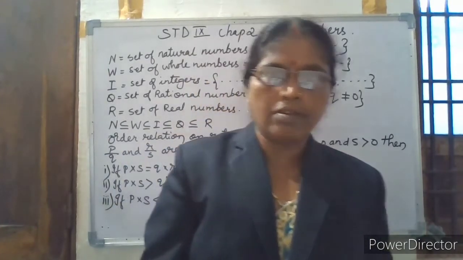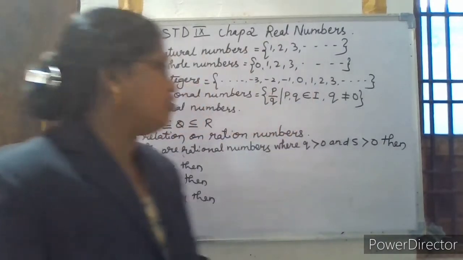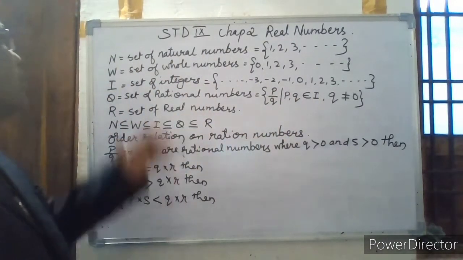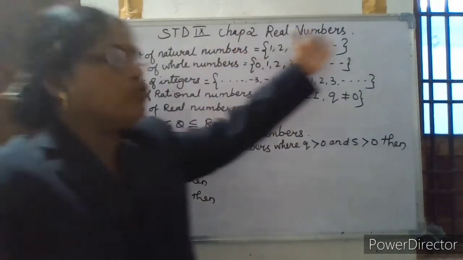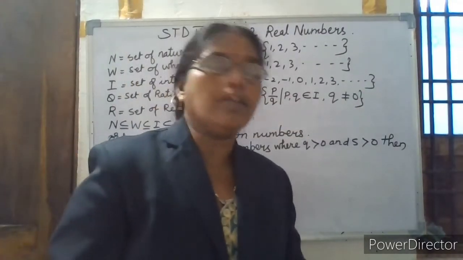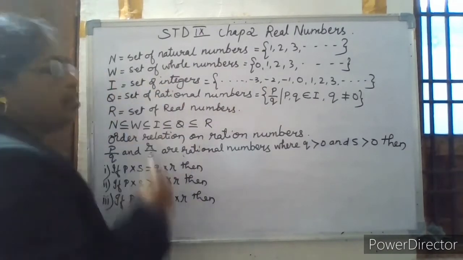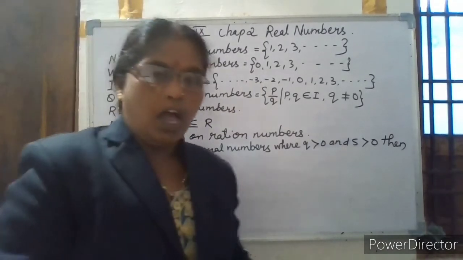Good morning, students. Today we'll start with a new chapter after a test. Now look here. This is chapter 2, real numbers. You already know about the types of numbers. Now see, N indicates the set you have learnt.